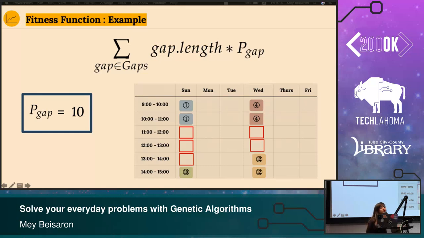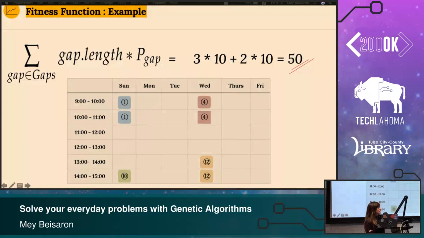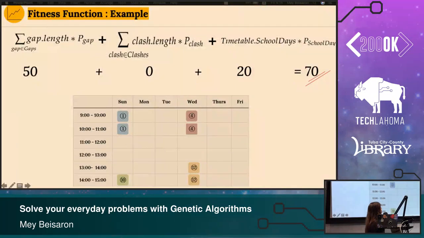But if you have a constraint that is more important to you, then you want to give it a higher penalty grade, because then you will get a higher grade, and that will represent that this solution is not as good as it could be. So the grade for this timetable, for this specific constraint of the gaps, is 50. So all in all, 70 for the entire timetable. Notice that we don't have any clashes. That's why the zero in the middle. So let's take a look at a little bit more examples.